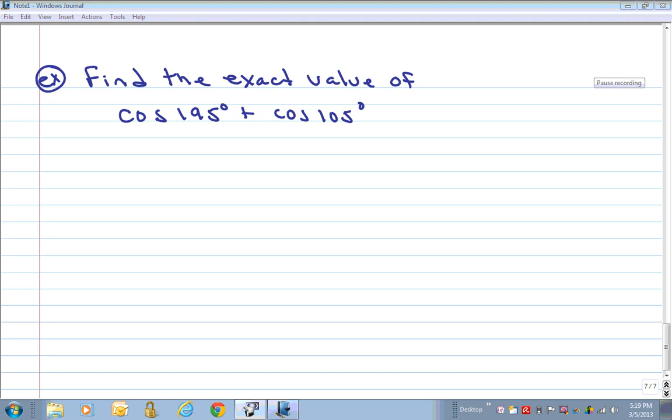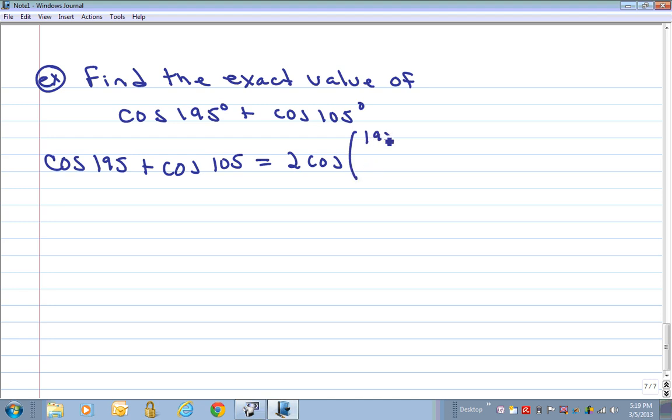All right, here's our last example. We want to find the exact value of cosine 195 plus cosine 105. So we're going to plug into our formula. I'm going to write this out again: cosine 195 plus cosine 105 equals. We look at our formulas and decide on cosine plus cosine, the third one on there, and we have 2 cosine of (195 plus 105) divided by 2, times cosine of (195 minus 105) divided by 2.